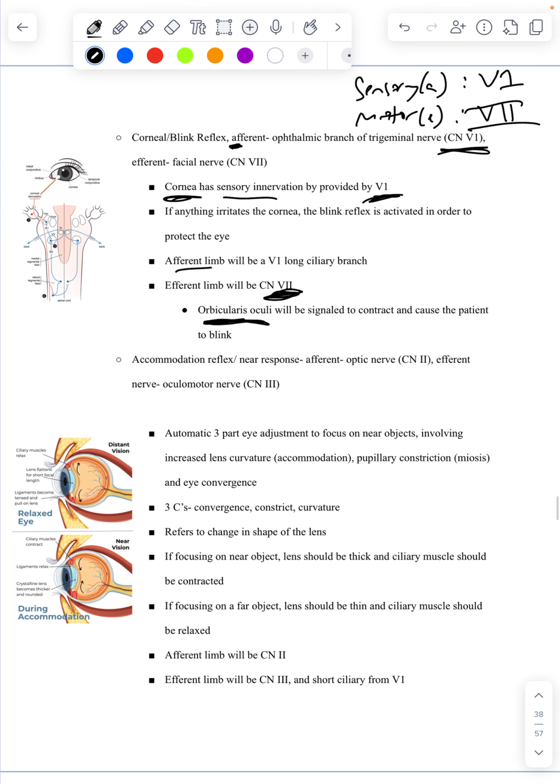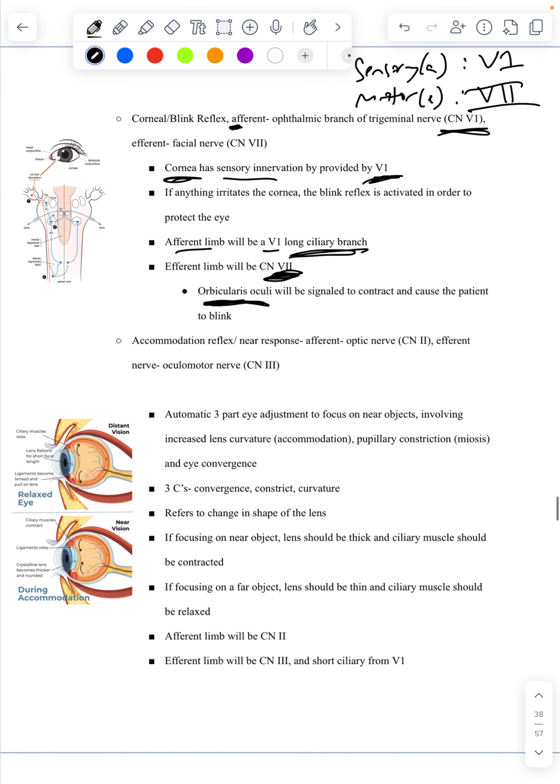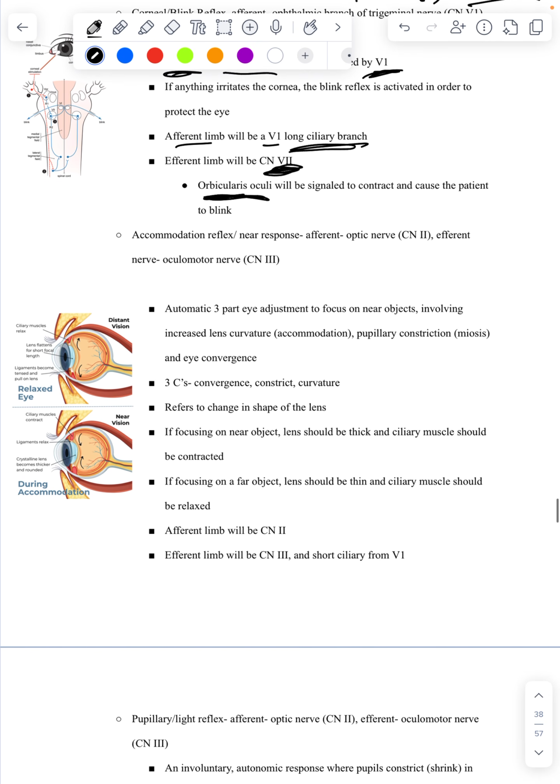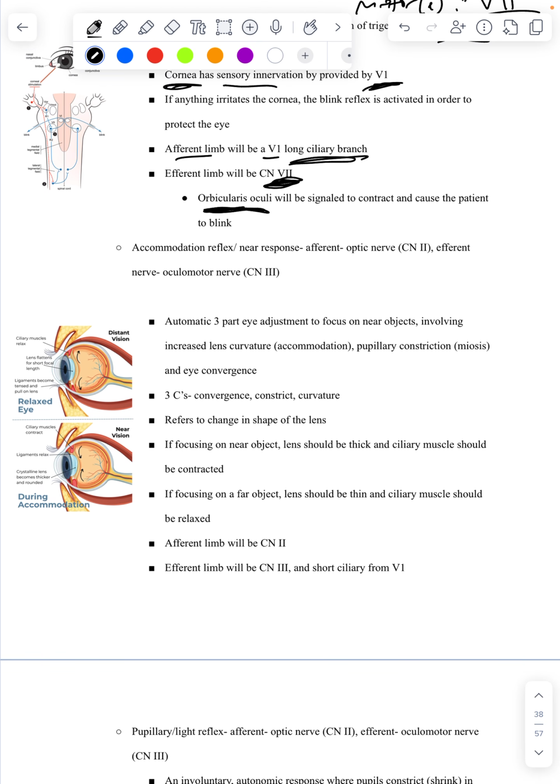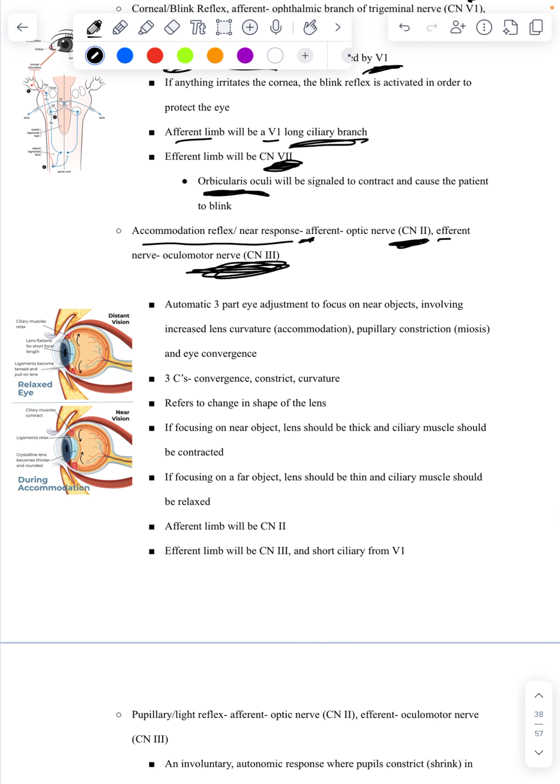For afferent, it's the long ciliary branch of V1. Now, for accommodation reflex and near response. So, when something gets closer to you, remember, sensory is only cranial nerve 2, because we said that's an only sensory one. The motor one in this aspect is oculomotor, because here we're doing stuff with the pupil, with the lens, and then specifically muscle-wise, it's with the medial rectus.